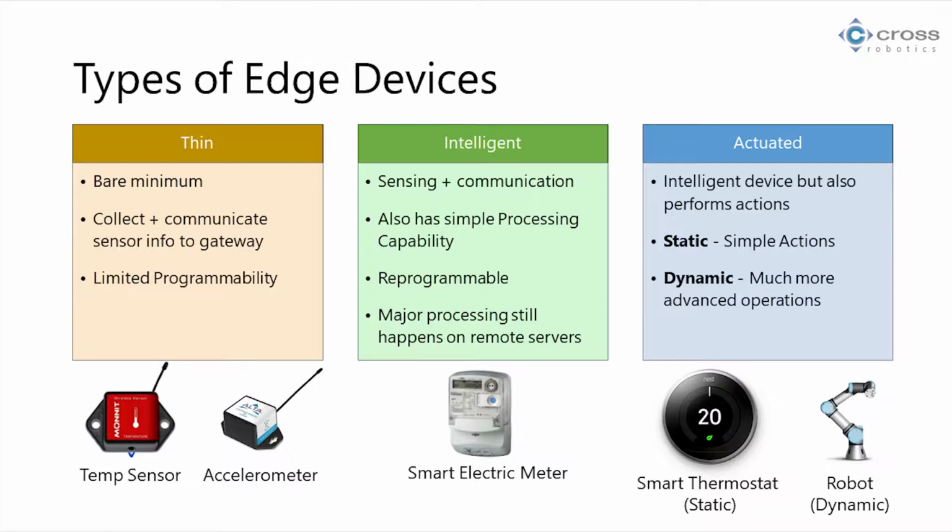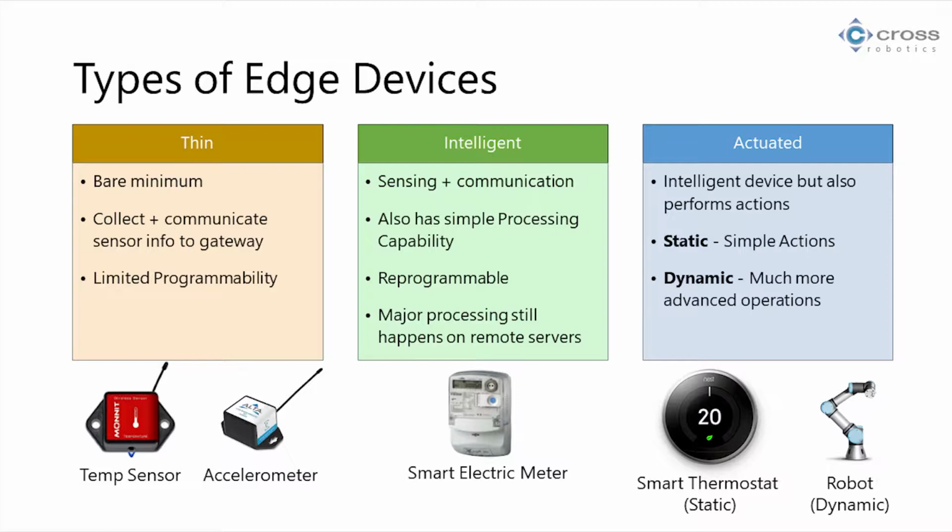Intelligent devices have sensing and communication, just like in a thin device, but you can also have some simple processing capability. So a smart electric meter can do some pre-processing of the data before it pushes it further towards the cloud, right? You can reprogram it to do something slightly different, but the major processing still happens off-site on your remote servers.